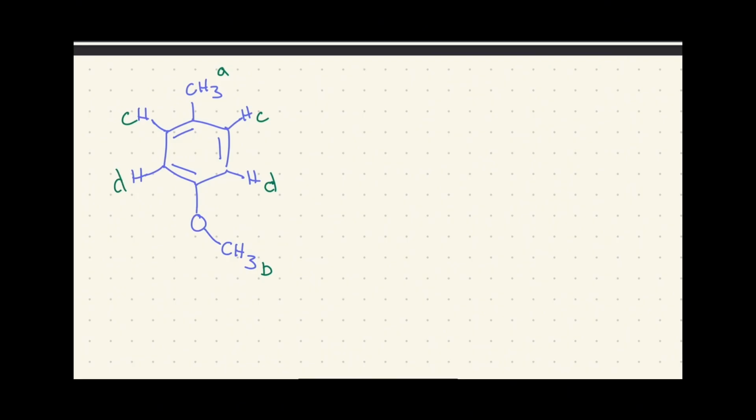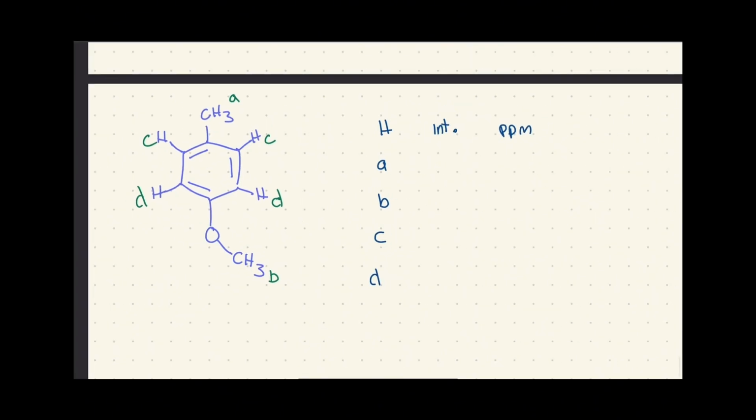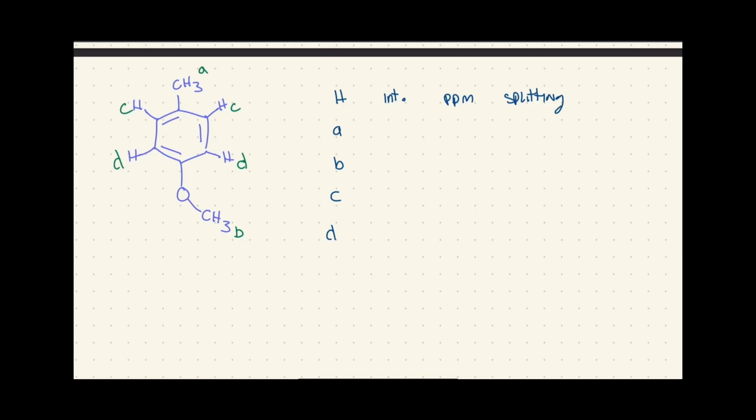And again, I go to make my table. I have my H. I'm going to have A, B, C, and D. I want to predict the integration, the ppm, the splitting, and the neighbors. So I see A, there are 3 hydrogens, so that'll have an integration of 3. B also has 3 hydrogens, so that'll have an integration of 3. There are 2 HC, and there are 2 HD. So I can already predict that in my spectrum.